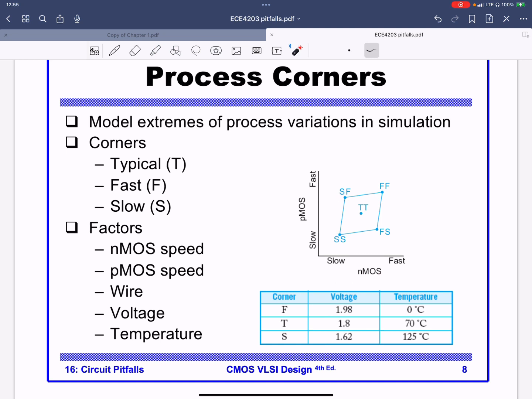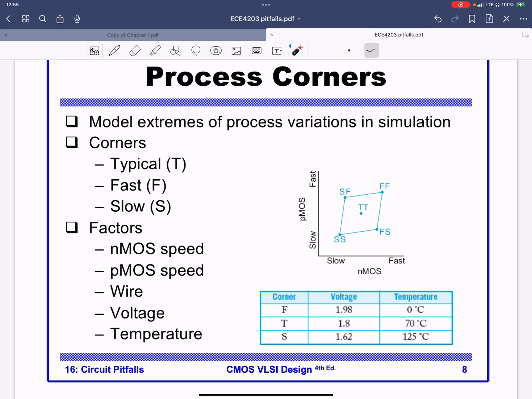So for example, I'll give you an example. When you're simulating a slow corner, you'll be using the slow transistor model. The foundry actually gives you those models that represent the slow transistors. But on top of that, you're going to be running your circuits with a 1.62 volt supply.